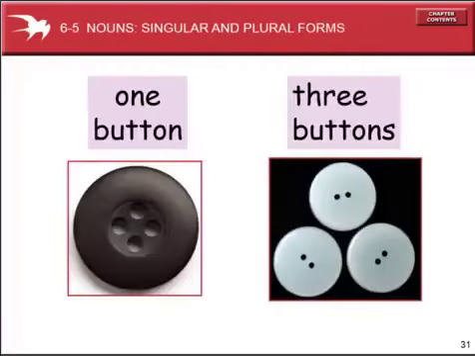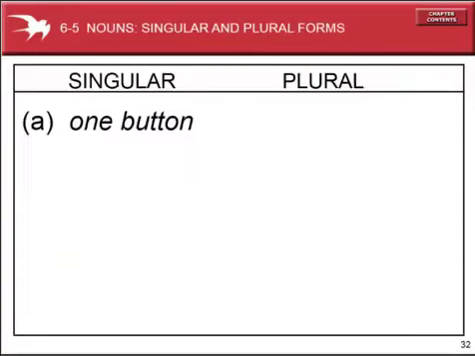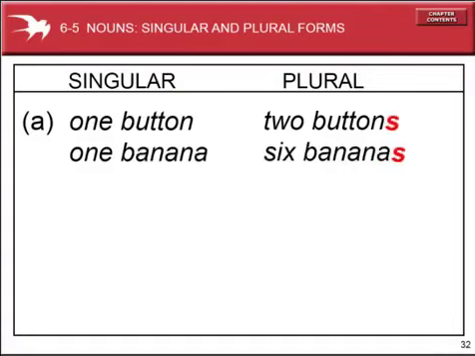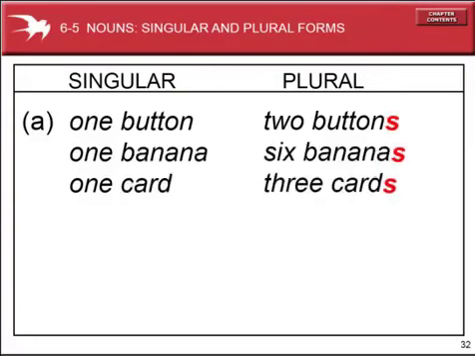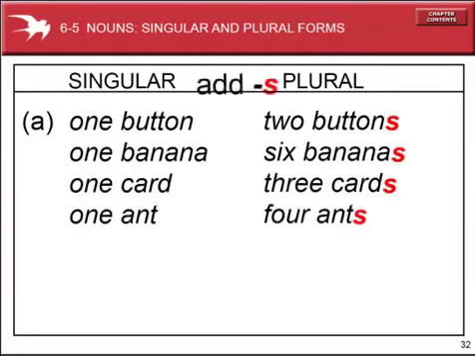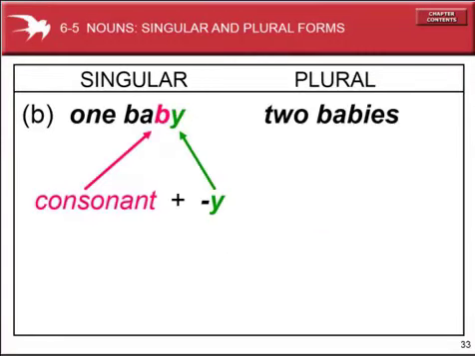Nouns use singular and plural forms. One button and three buttons. So look, one button, two buttons, using the S after the word. One banana, six bananas. One card and three cars. One aunt, four aunts. Add S to make the plural.